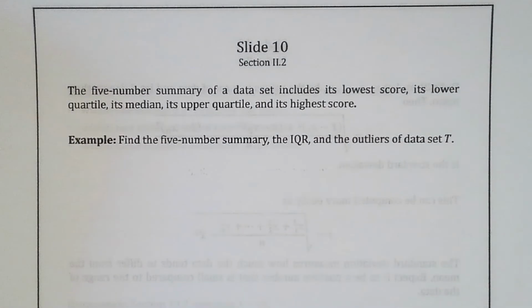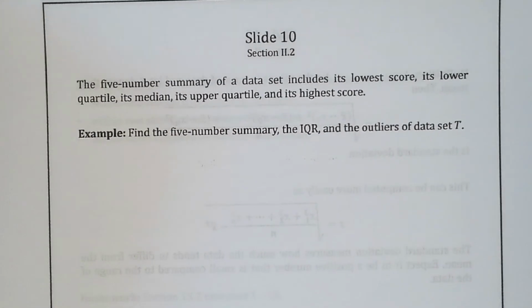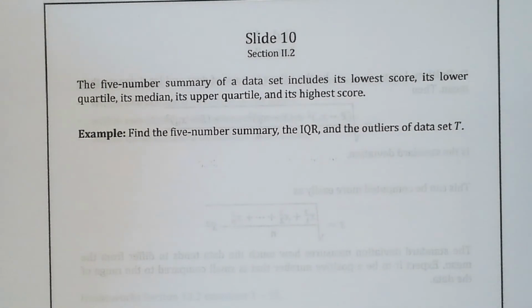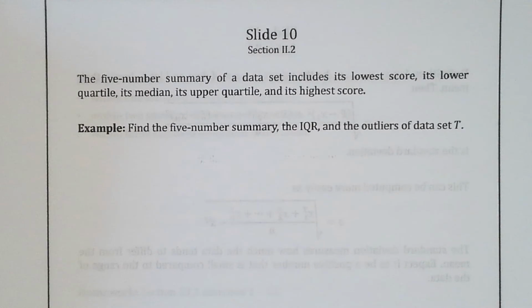This is the fourth mini lecture for section 13.2. We're continuing our discussion of the quartiles and measuring the variability of a data set. The 5-number summary of a data set includes the lowest score of the data set, the lower quartile, the median, the upper quartile, and the highest score. So let's find the 5-number summary, the IQR, and the outliers of the data set T.